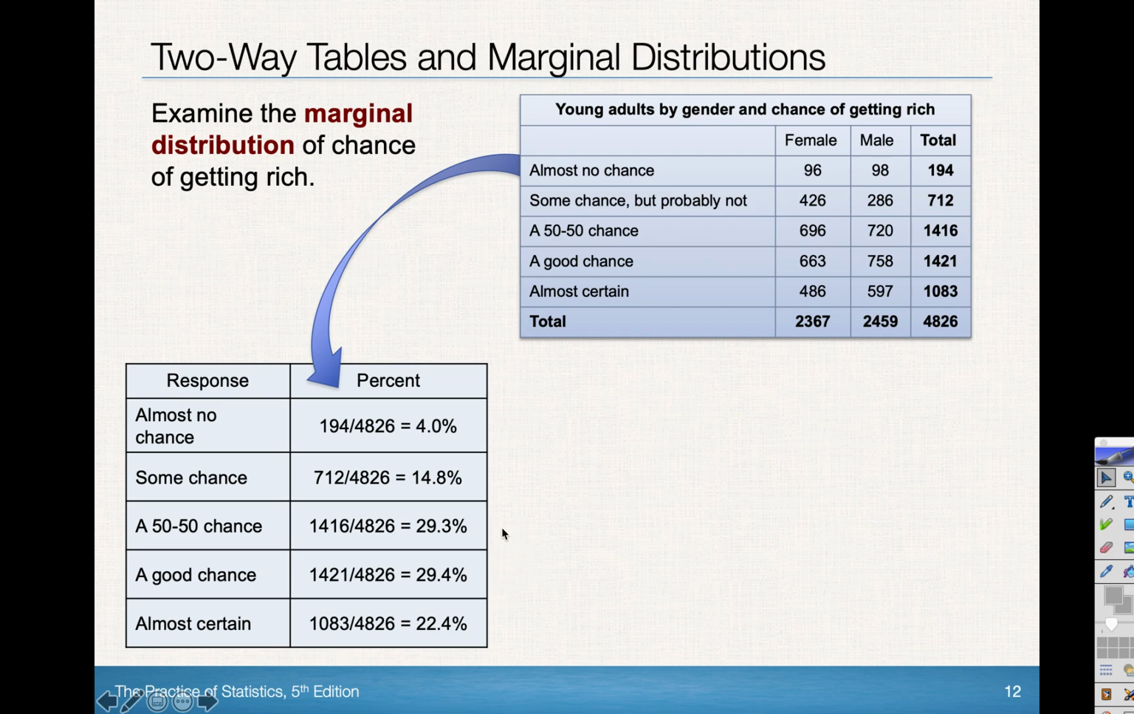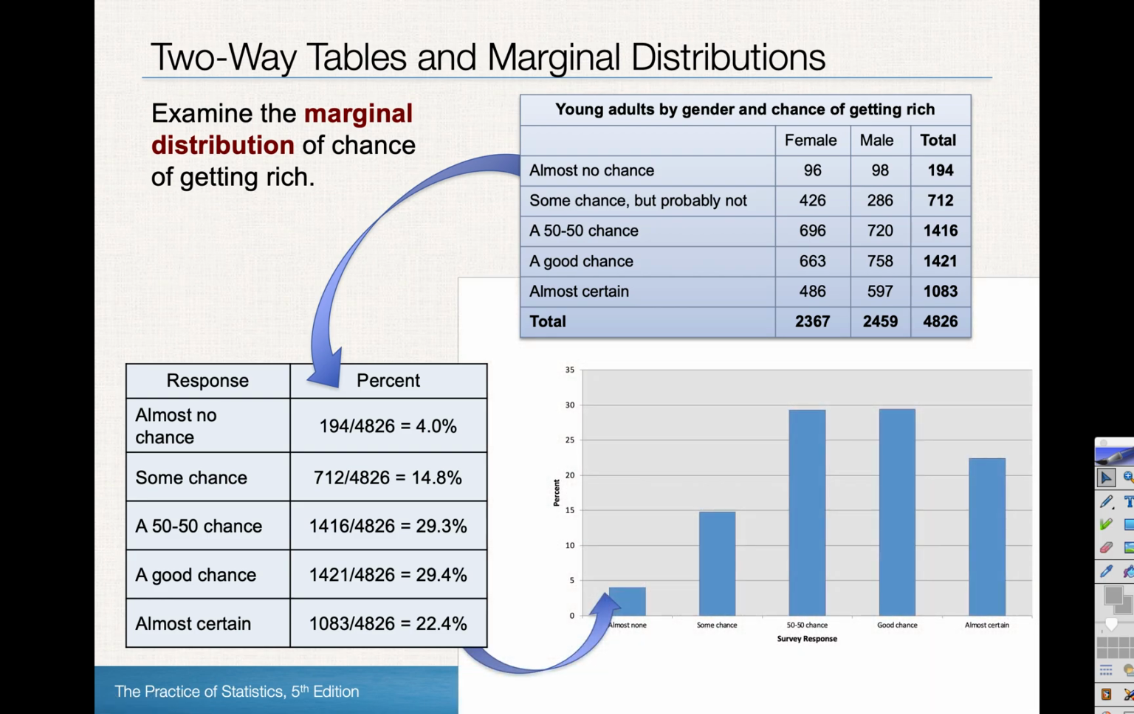Then I want to take these outcomes and put them into a graph. Here's my bar graph. You can put them into any graph you would like. You could have done a pie chart if you wanted to, but here I did a bar graph, and you'll see my x-axis is the survey response, and the y-axis is now percents. So our y-axis is no longer counts. That's why it's very important to label the x and y-axis in the context of the problem.